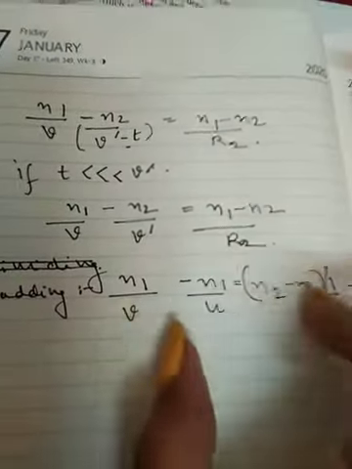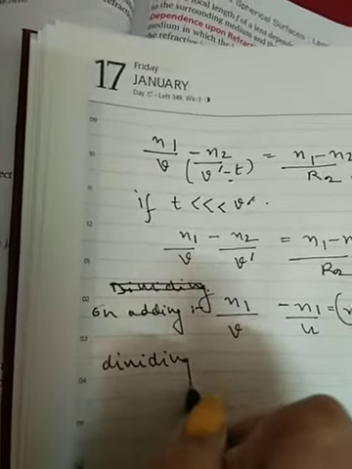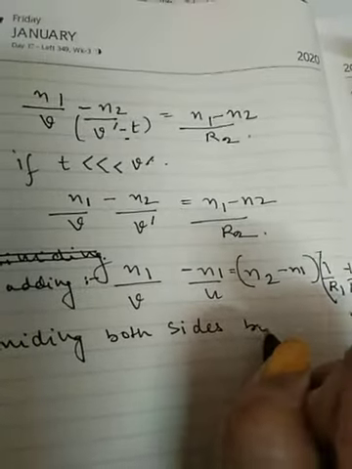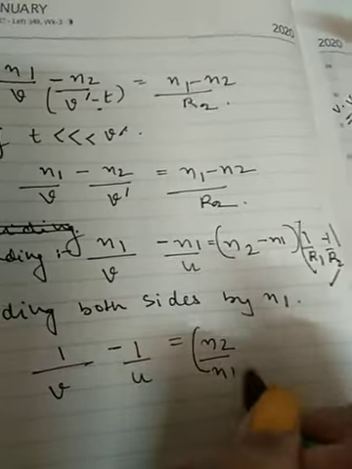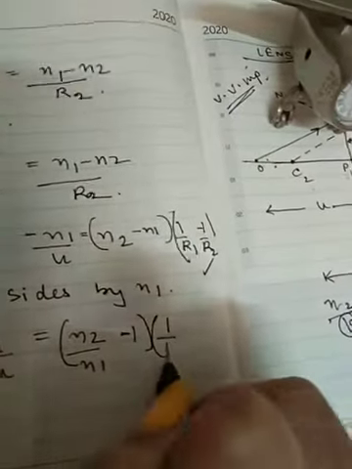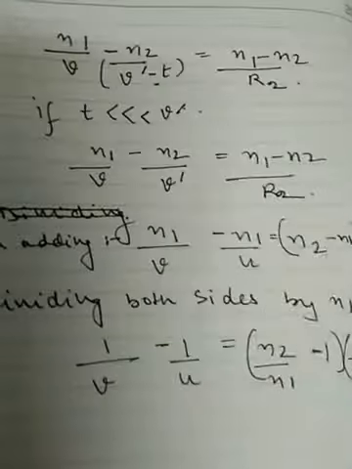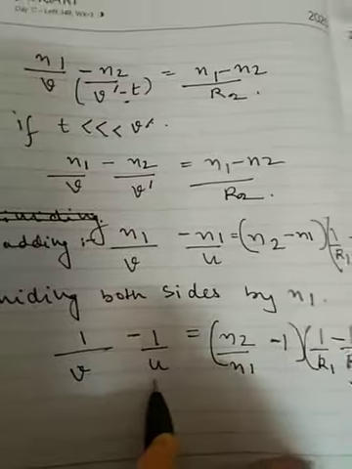Now since I've got n1 as common, dividing both sides by n1, I will get 1 by V minus 1 by U is equal to n2 by n1 minus 1 into 1 by R1 minus 1 by R2. Is this simple? Next, V is my image distance, U is my object distance.